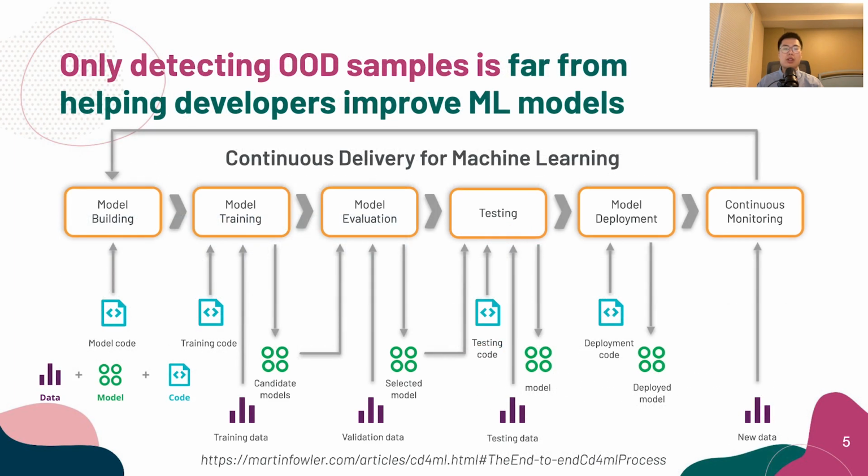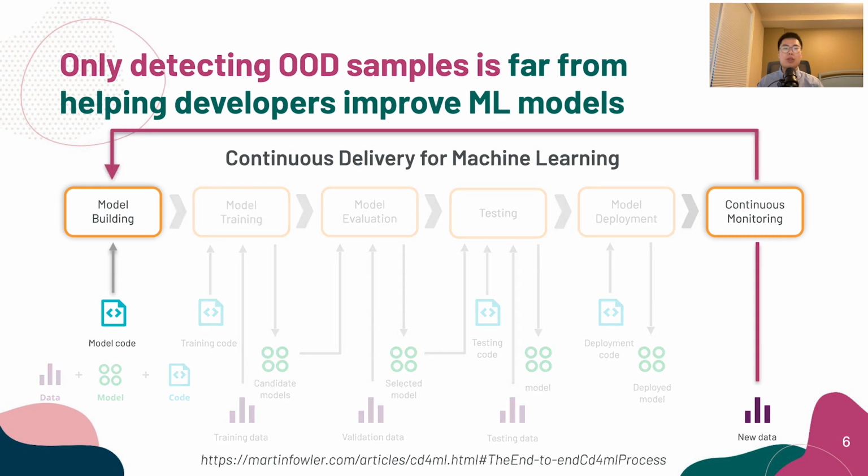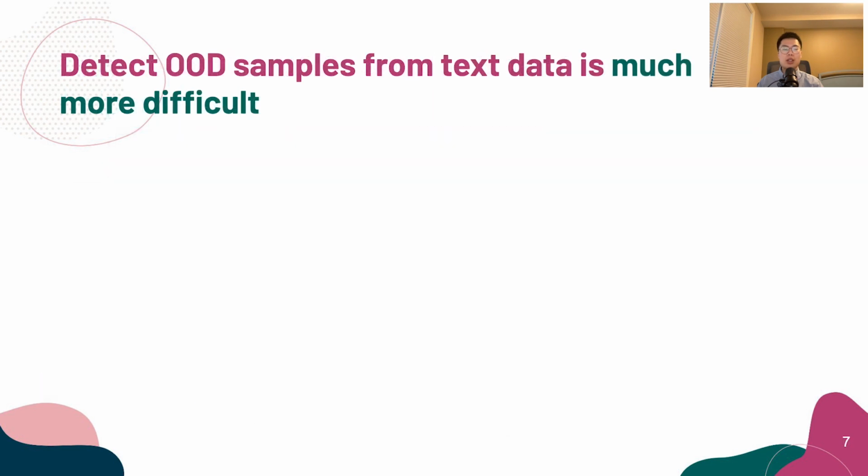During the continuous delivery of machine learning software, developers want to keep the models reliable when new data comes. Therefore, they need to detect and understand potential distribution shifts and out-of-distribution data. To this end, a few techniques have been proposed to help developers interactively detect and understand OOD data in images.